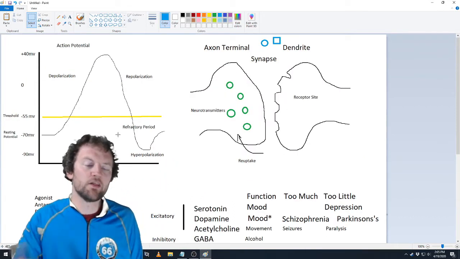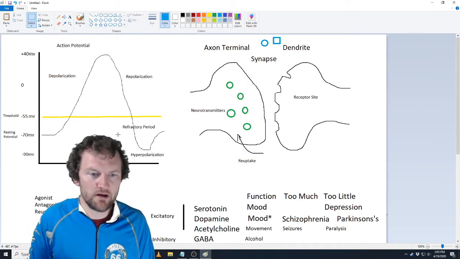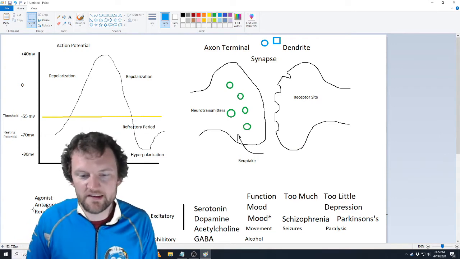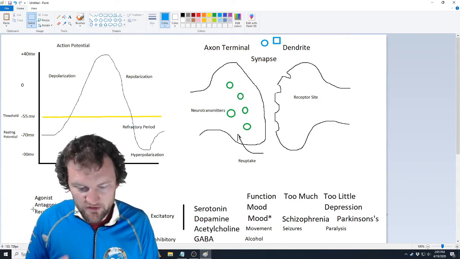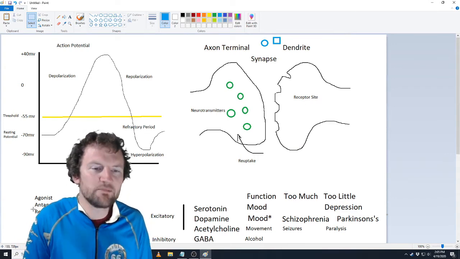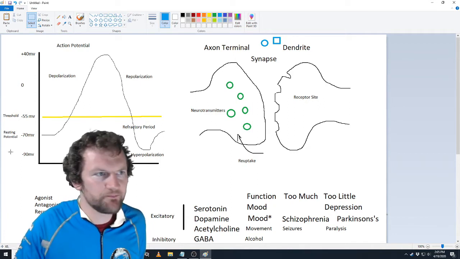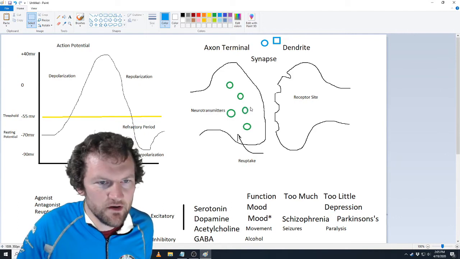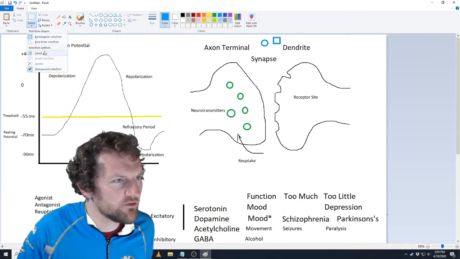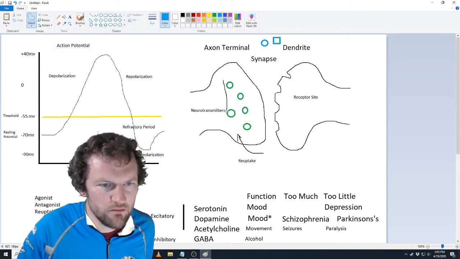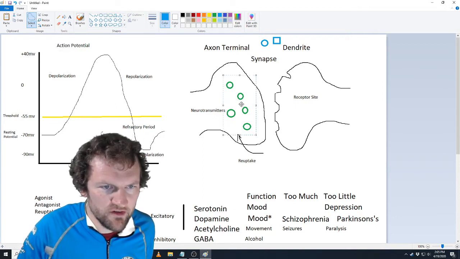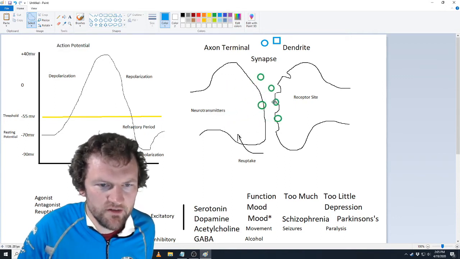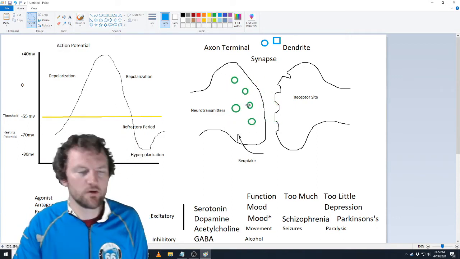Reuptake inhibitor is the other way that drugs can work. Common antidepressants, so Lexapro, Zoloft, those kind of things are all reuptake inhibitors of serotonin. So the way serotonin works is if you have enough of it, you are normal and you don't have depression. If you don't have enough of it, you'll have depression, or at least you'll be more prone to it. There are a couple ways to fix this.